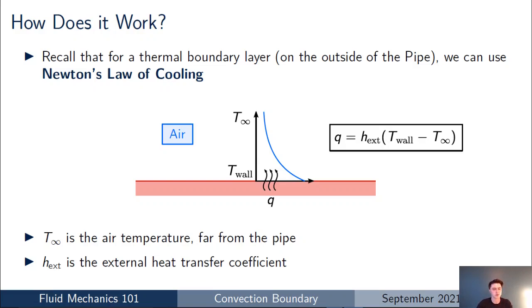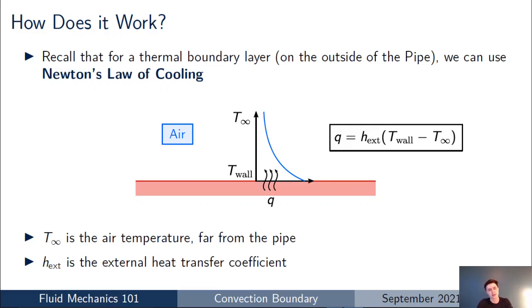The way to think of Newton's law of cooling is if you have a hot surface, call it a hot plate or any type of geometry, then the heat flux given off that hot surface can be given by the equation you see there on the slide, which is the heat transfer coefficient, which I've called h with a subscript ext, which I'll explain a bit later, multiplied by the temperature difference between the wall and the temperature far away from the surface, which I'm going to call T infinity here.